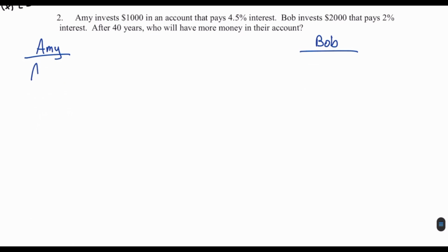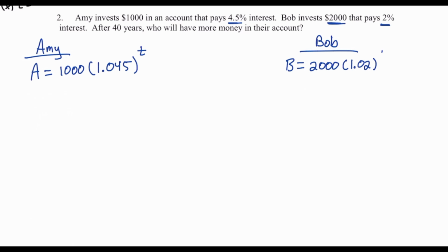The amount of money that Amy is going to earn, we'll represent that with A, and her starting amount is going to be $1,000. Her interest rate is 4.5%, so 1 plus the growth rate, 1 plus 4.5%, which is 0.045, so 1.045 to the power of t. That is our time that has passed in years. We'll use B for Bob on this side, and he started with $2,000. And his interest rate was 2%, so 1 plus 2% is 1.02 to the power of t.